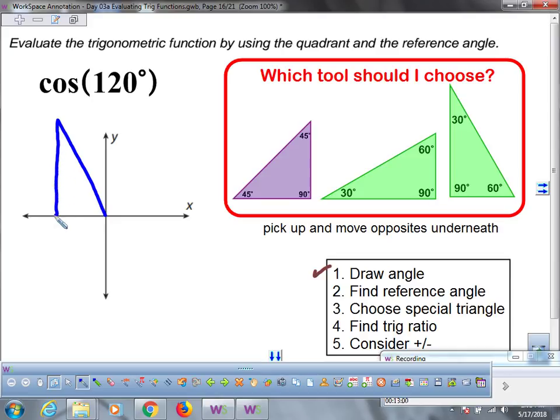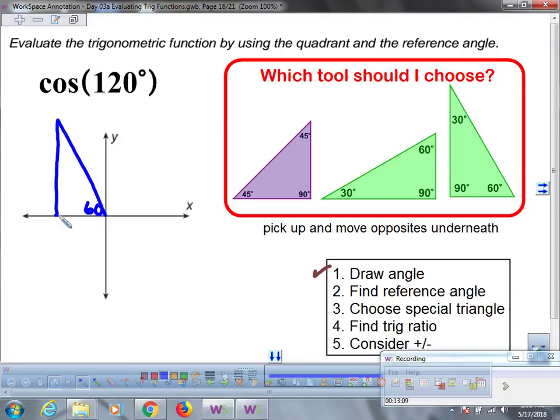So what degree is this? That's a 60 degree. Okay, so we're good. Does that look good? All right, so here's my angle. I've drawn my angle, I found the reference angle, my reference angle is 60, right? I chose my special triangle. Now I need to find my trig ratio.